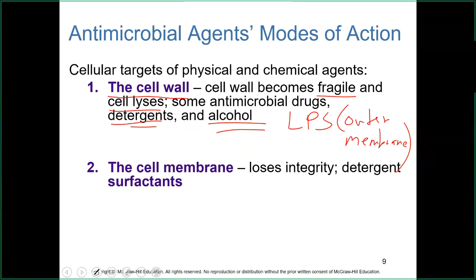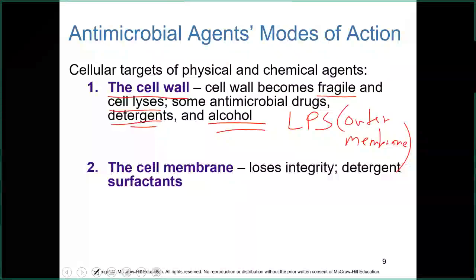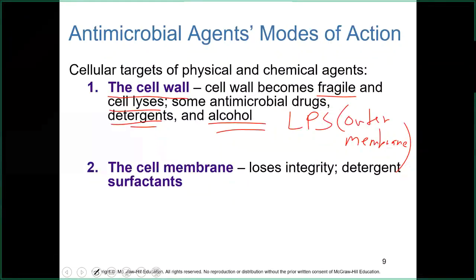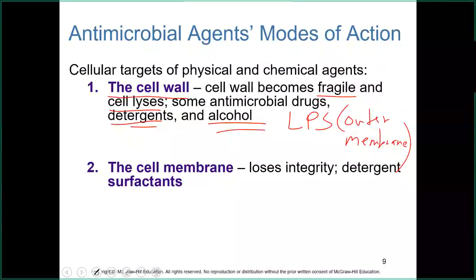The good thing about the cell wall is humans don't have cell walls. So none of these approaches are going to affect our cells all that much. They'll affect the cells of bacteria and other things that have outer coverings with some sort of lipid in them, like an envelope virus.